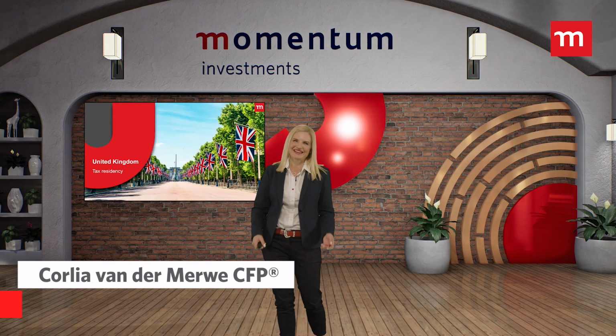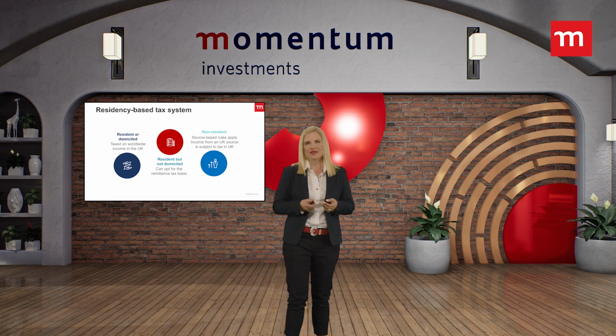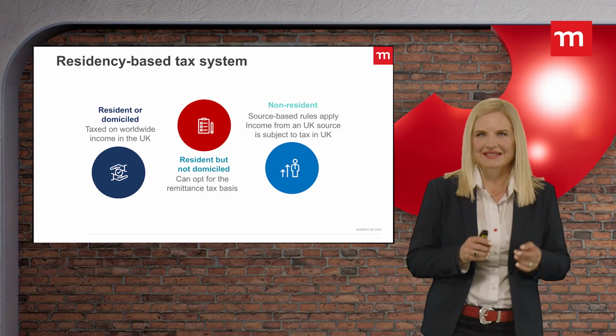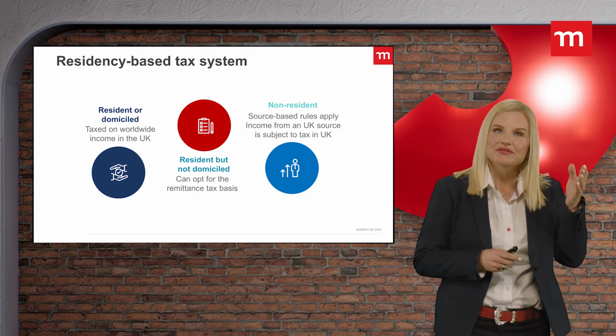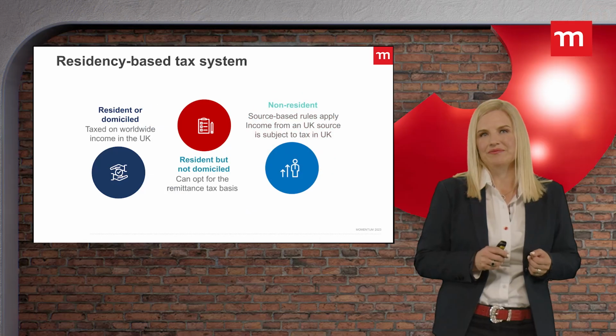Thank you, Sharon. Thank you, Madeleine. How do you determine if your client is a UK tax resident? In the UK, the residency-based tax system applies. People who are both UK domiciled and UK residents are taxed in the UK on their worldwide income and capital gain. If a person is a resident in the UK but not domiciled in the UK, the remittance tax basis applies. This means that you pay UK tax on UK income and UK gains, but only pay UK tax on foreign income and foreign gains if remitted to the UK.